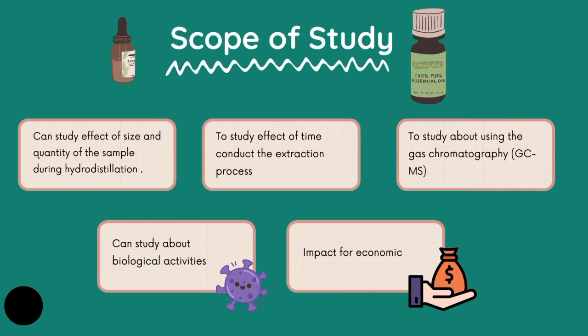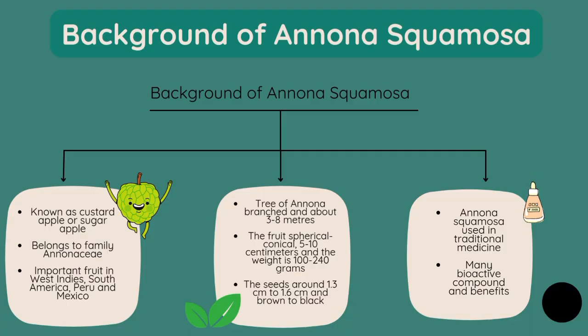Because it has many compounds, this essential oil can be antibacterial and antifungal. Because of these properties, it will have an impact on our economy. This essential oil can be used in industries such as cosmetic or pharmaceutical. So, I will explain about the background of Annona squamosa.